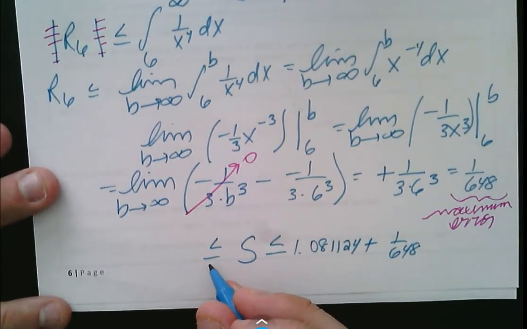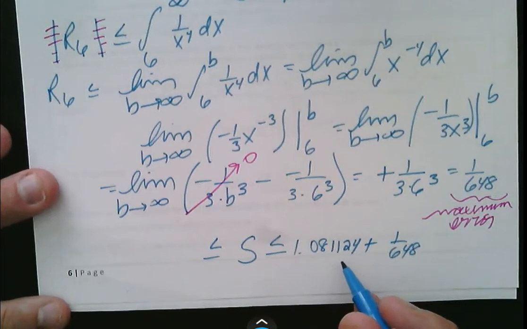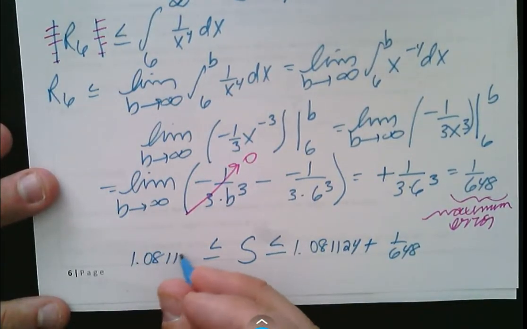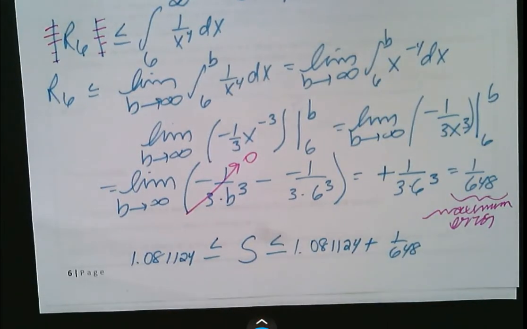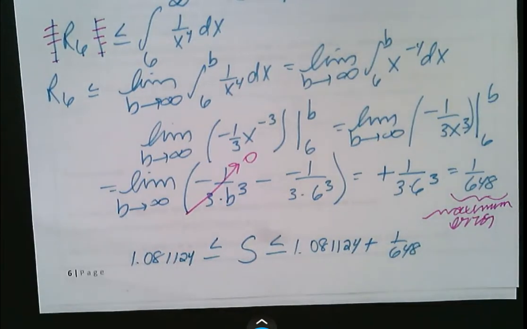But the smallest that it could be is, remember my partial sum, all my terms are positive. The smallest that my sum can be is 1.081124. So my true sum has to be in between these two values.